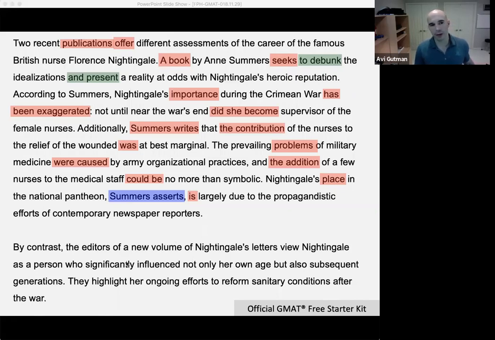Of course, the other trick you can use is the prepositions. The new volume comes after the preposition of. The letters come after the preposition of, so neither of those can be the subject. The subject is the editors, and the verb is view.